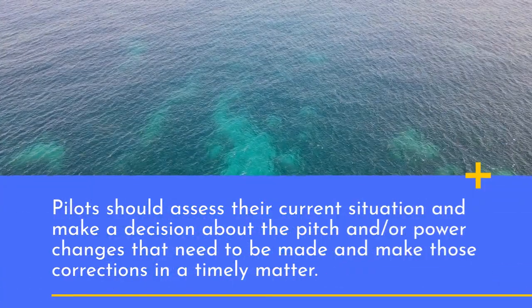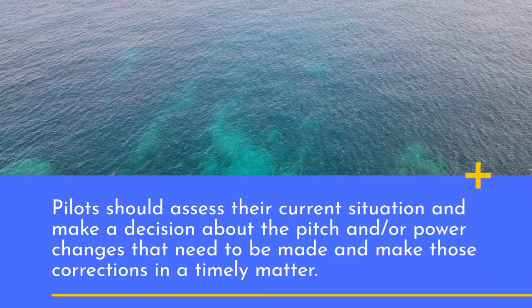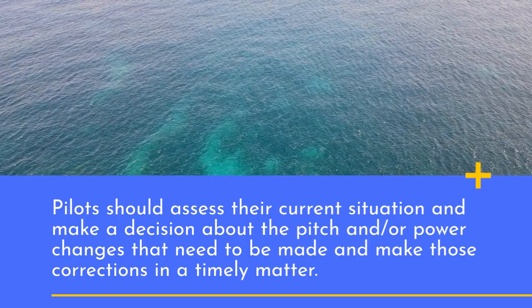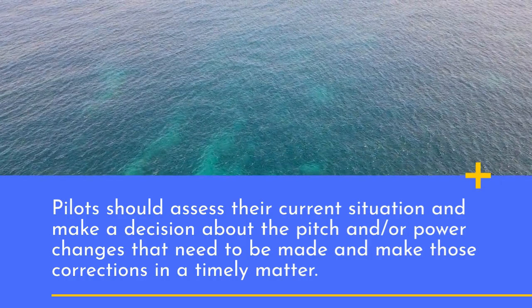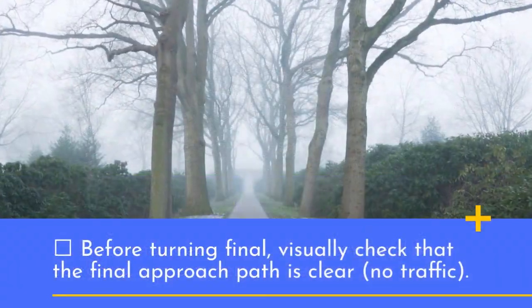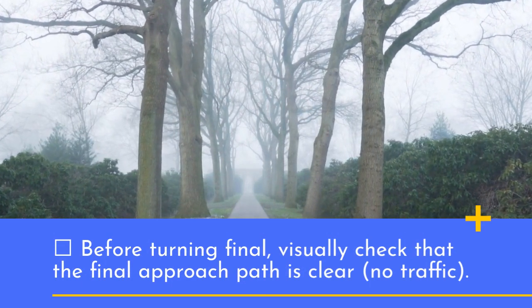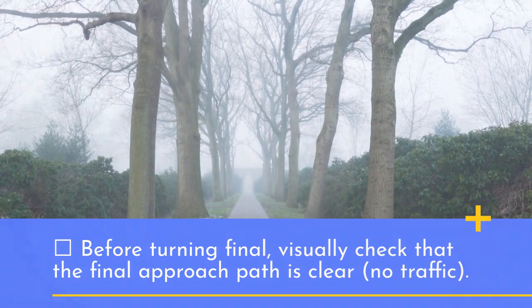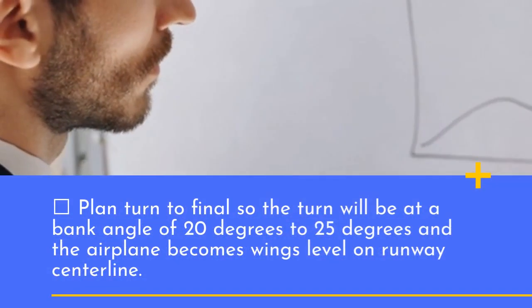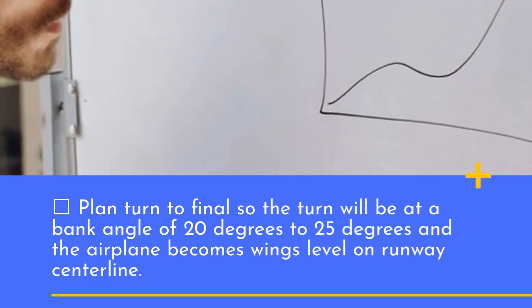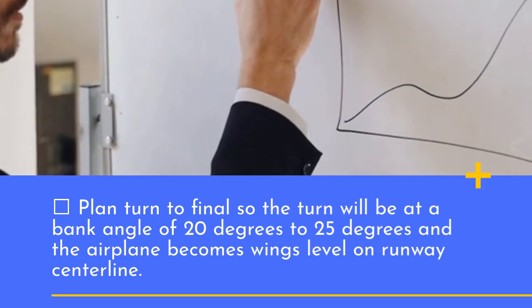Pilots should assess their current situation and make a decision about the pitch and or power changes that need to be made, and make those corrections in a timely manner. Before turning final, visually check that the final approach path is clear of traffic. Plan the turn to final so the turn will be at a bank angle of 20 to 25 degrees and the airplane becomes wings level on the runway's centerline.